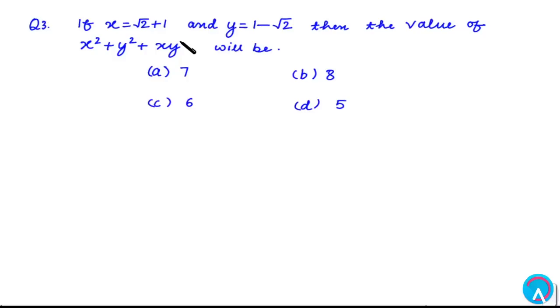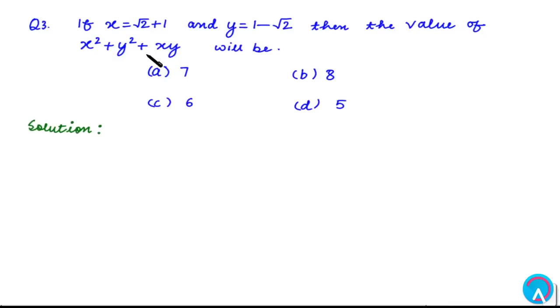Let's do question number 3. In question number 3, we have if x is equal to root 2 plus 1 and y is equal to 1 minus root 2, then the value of x square plus y square plus xy will be, these are the options. Let's see which is the correct option.